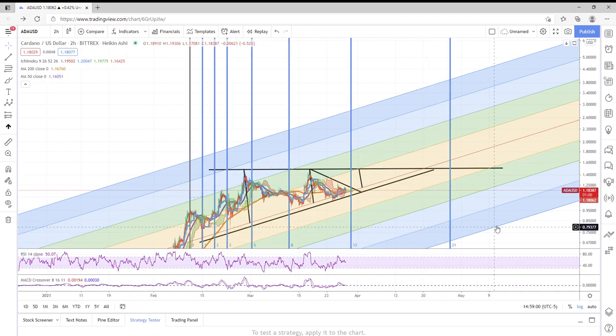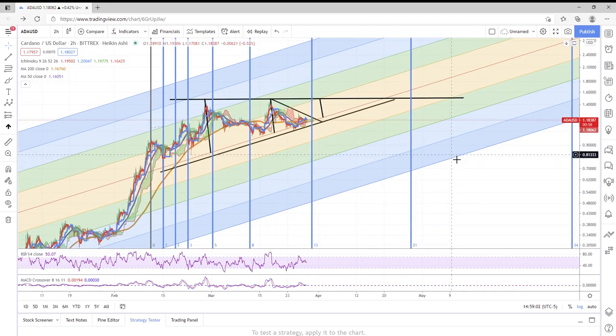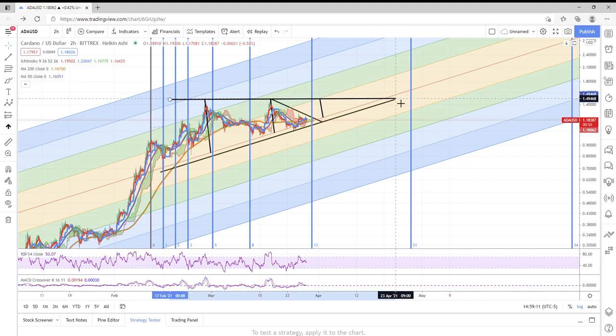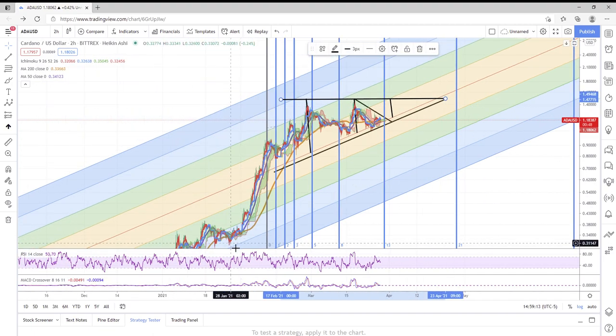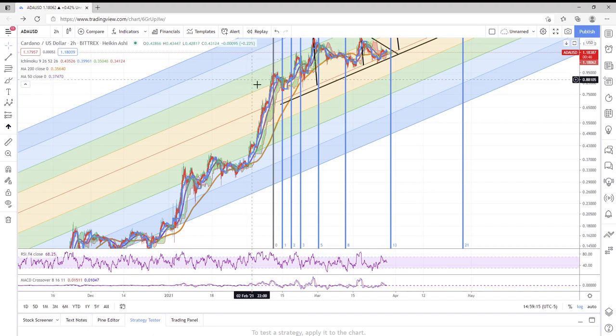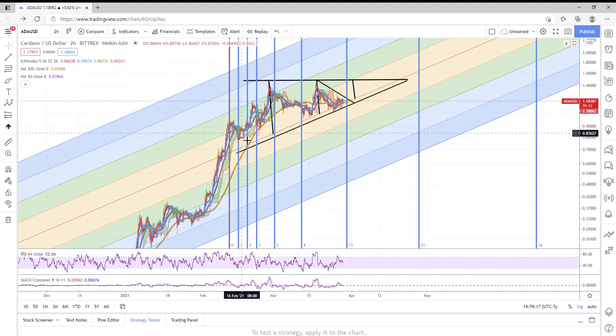So there you have it. That is my technical breakdown of ADA and Cardano. I think we are definitely seeing a very nice bullish setup here. I mean, a bull flag on a huge, what could be, keyword, ascending triangle. Doesn't mean it's always going to go up off that. Chances are more likely than not.